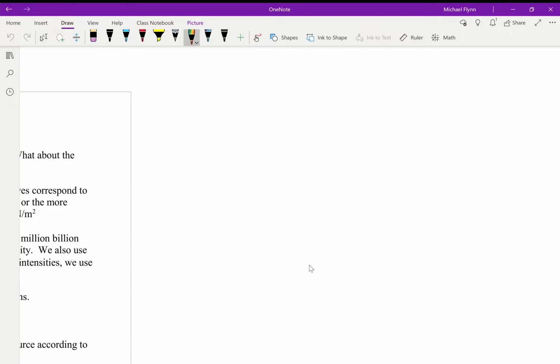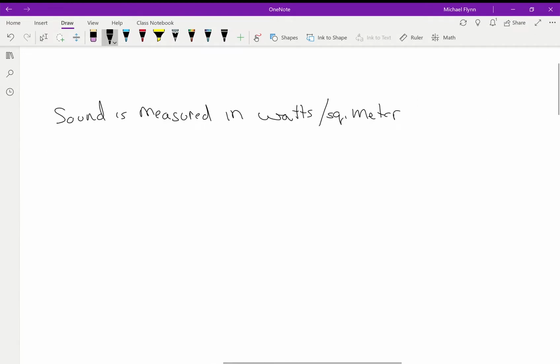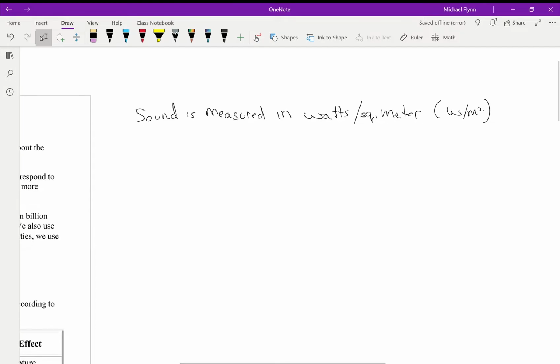So let me explain. Sound is measured in a unit called watts per square meter. That's a measure of power. I'm going to write it like this, watts per meter squared. That's a measure of the power in a sound wave spread out over an area, let's say the area of your eardrum. So sound is measured in watts per square meter.